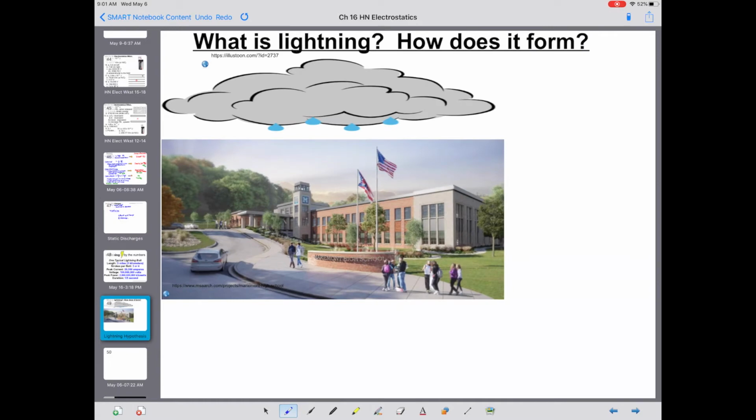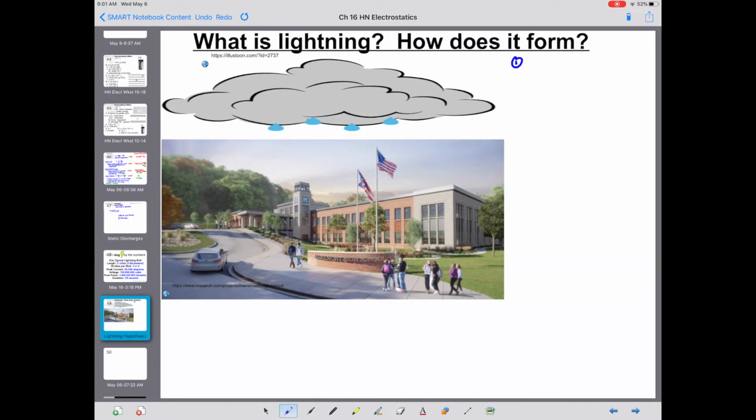Here's our situation. There is our brand new school building. It doesn't quite look like that yet, but that's what it is intended to look like when it is finished, and it is making very good progress. So let's talk about lightning and how it forms, and then exactly what it is. We talked about a second ago.